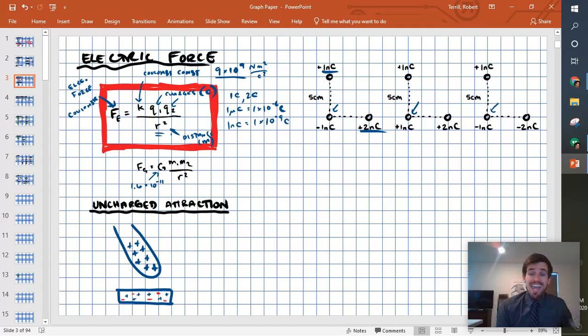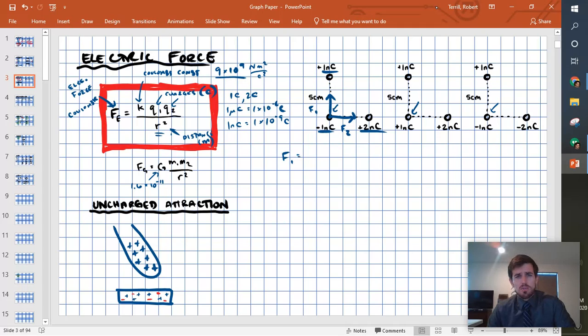We can calculate the magnitudes using that equation, but not the direction. So since this is negative and that's positive, this one is going to be an attractive force. That's going to be pulling my negative 1 nanocoulomb towards the positive 2 nanocoulomb. And then this is a positive one up top, so the other force is also going to be attractive going upwards. So now I just need to calculate each one of these forces. Let's call this F1 and F2.